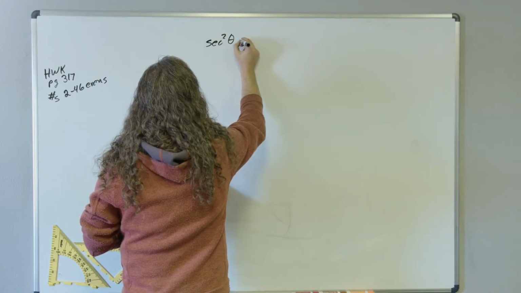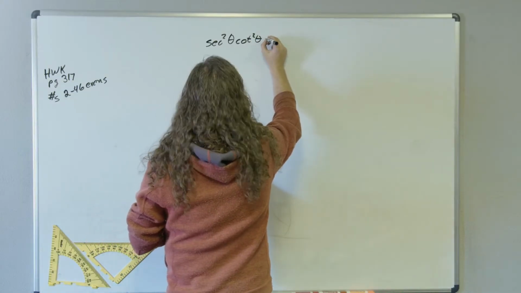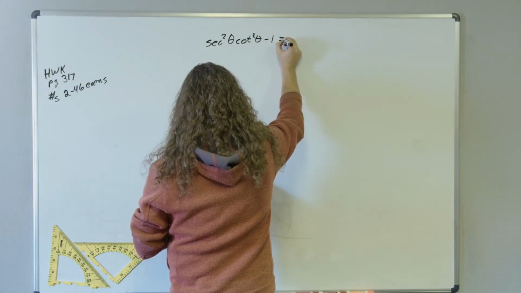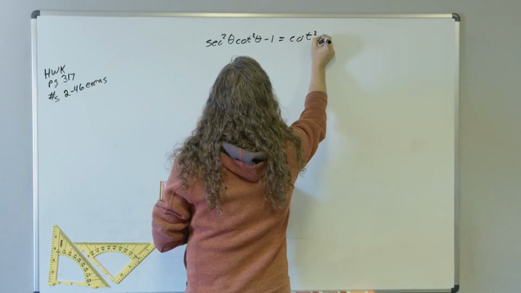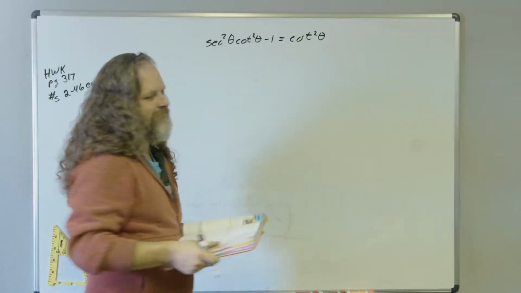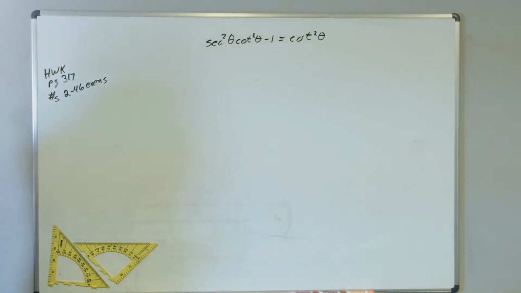Secant squared theta minus 1 equals cotangent squared theta. So this is kind of the same, except it tells us the finish line.